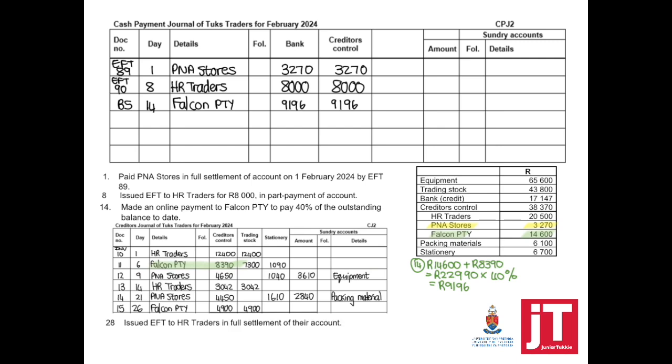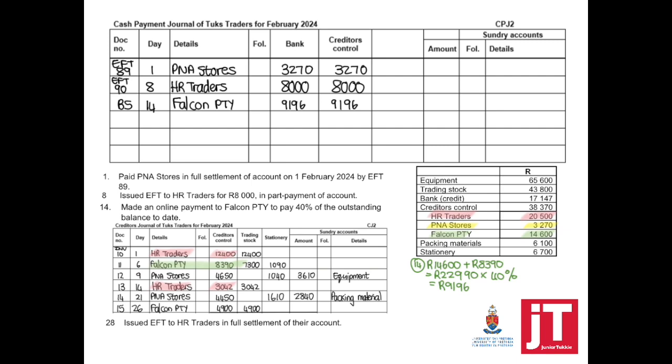Day 28, issued an EFT to HR traders in full settlement of their account. So now again there's a calculation involved because full settlement of account means that we've paid everything. So how much do we owe? So we start with the opening balance, 20,500, and we need to look at all the transactions that happened during this month up to day 28 to see what is the outstanding balance.